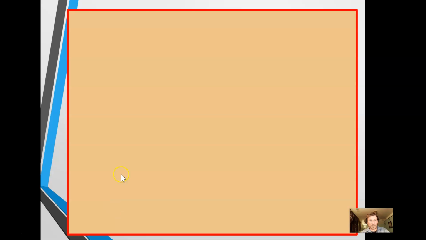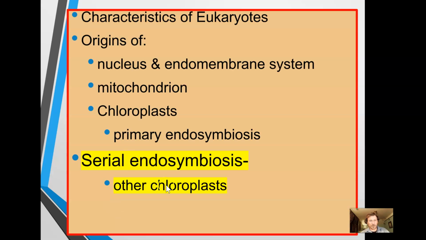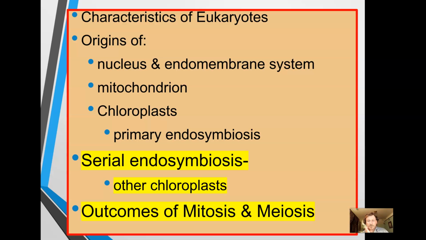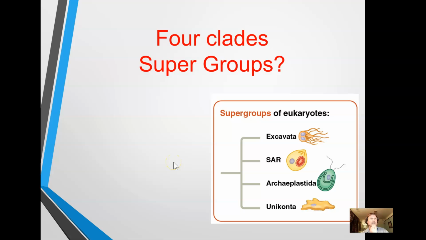We're now in our third part, talking about serial endosymbiosis and other chloroplasts and the outcomes of mitosis and meiosis. Looking at our diversity, the eukaryotes are divided up into 4 supergroups. If you were to look down here, this is showing you eukaryotes, and you know that you're a eukaryote. Where would you be? You're down here in the Unikonta.